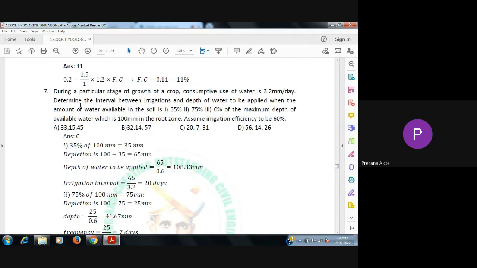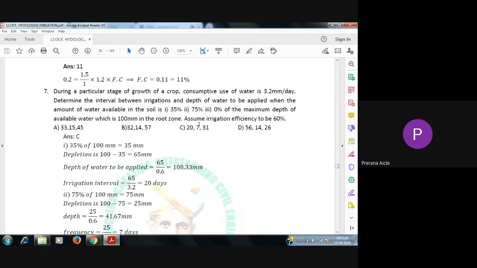Interval between the irrigations means, for example, you may have a groundnut crop. Let us say today we applied water to the groundnut crop. For how many days are we supposed to apply water to the groundnut according to the requirements? For that, which data do you need actually? For that, consumptive use is needed, evaporation is needed. That's right. So determine the interval between irrigations and the depth of water to be applied when the amount of water available in the soil is 35%, 70% of the maximum depth of available water, which is 100 mm in the root zone, assuming irrigation efficiency is 60%.